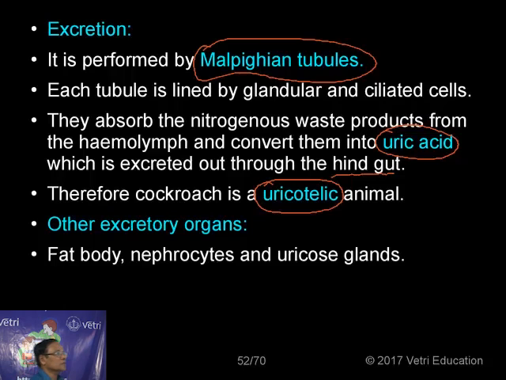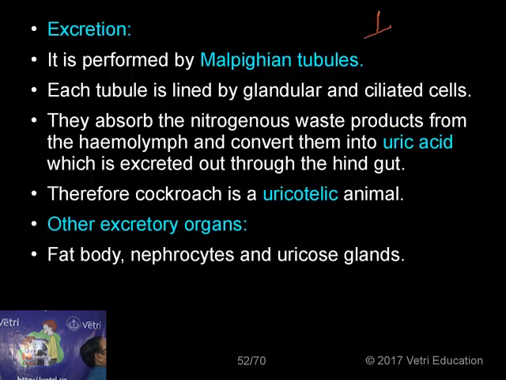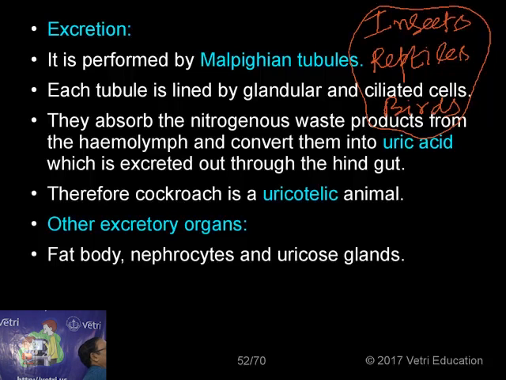So the question is, which one of the following is a uricotelic animal? One, this is cockroach, or simply we can say insects. All insects are uricotelic. Then we have reptiles, all reptiles, the lizards, snakes, turtles and tortoises, and all birds. In the question paper, they are given three options: insects, reptiles and birds, and the last option is spider. Spider doesn't excrete uric acid, it excretes guanine. So this is a common character for insects, reptiles and birds, which all excrete uric acid. So all these are uricotelic animals.